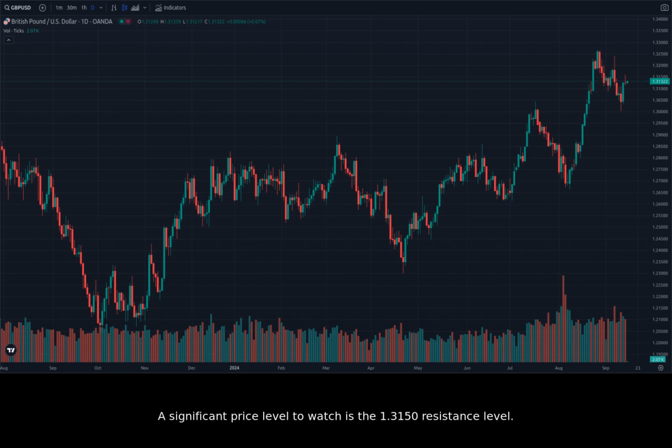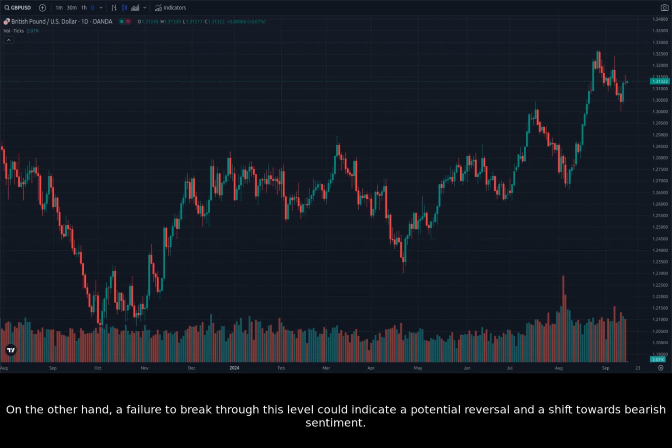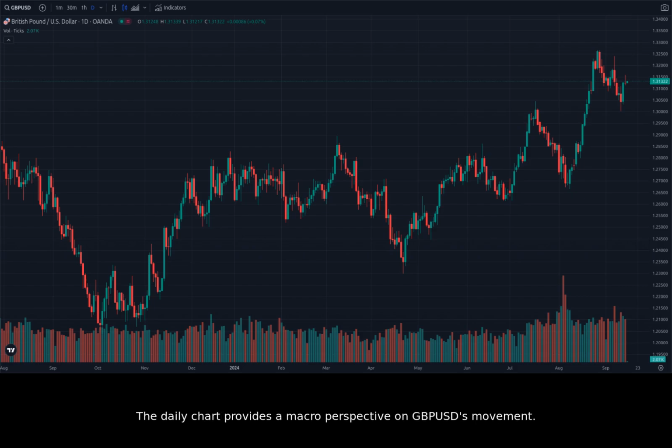A significant price level to watch is the 1.3150 resistance level. If the price can break through this level, it could signal further bullish momentum. On the other hand, a failure to break through this level could indicate a potential reversal and a shift towards bearish sentiment. The daily chart provides a macro perspective on GBPUSD's movement.